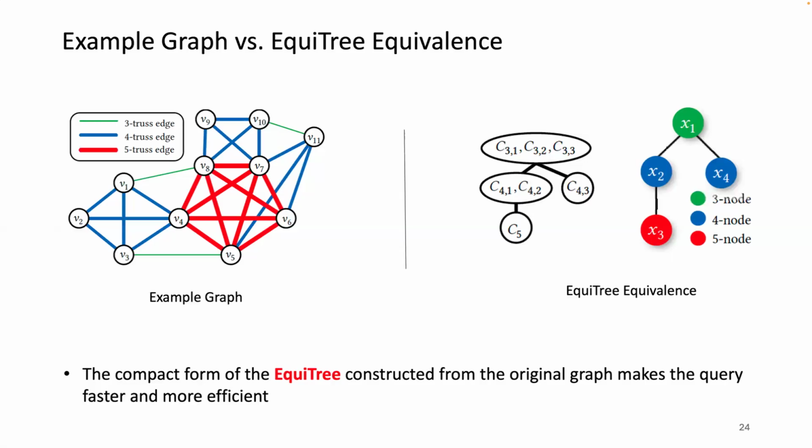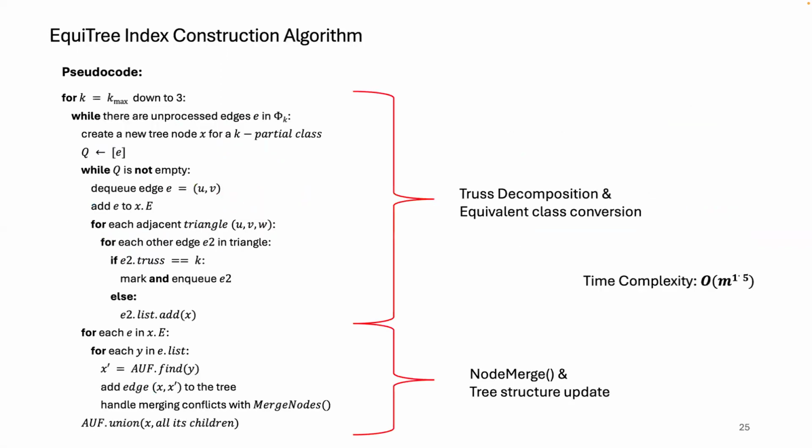Yes. So the blue ones, X2 and X4, are actually the 4 truss edge level, while X1 is the 3 truss edge level. So this has been compressed to this X1 here, whilst the blue ones are compressed to X2 and X4, whilst the 5 truss edge is just X3. And that's really fast. Yes, the equi-tree is compressed to 3 nodes. So we can see that it will be faster for us to query that tree than to query the entire graph.